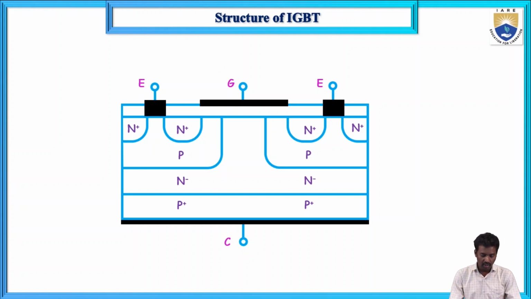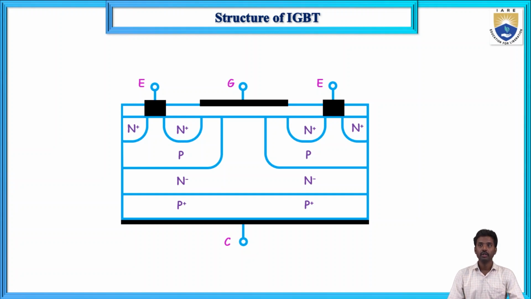Okay, so now here, the N minus layer is epitaxially grown on the P plus layer, and the P layer, which is the body layer, is diffused into the N minus layer, and the N plus layer is diffused into the P layer. This is the SiO2 layer, and these are the metals. Here the emitter is connected to this N plus, and the collector is connected to the P plus. Gate is connected to this SiO2 layer.